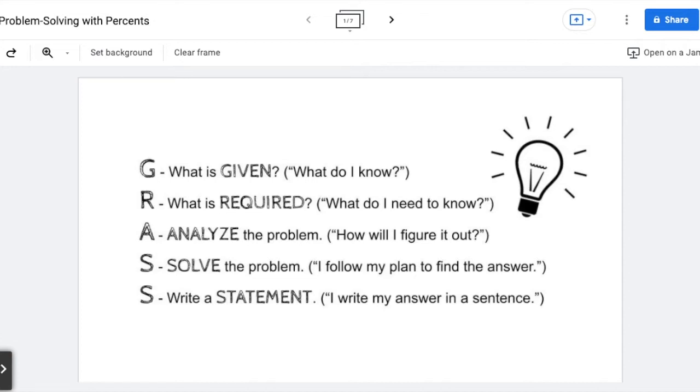A stands for analyze the problem. How will I figure this out? What steps will I follow, or what's my plan to get this answer? S stands for solve the problem. So you simply follow your plan and find the answer. And finally, another S, write a statement. That's where you write your answer in a sentence and remember to do any rounding that needs to be done and include any units if they apply to the problem.